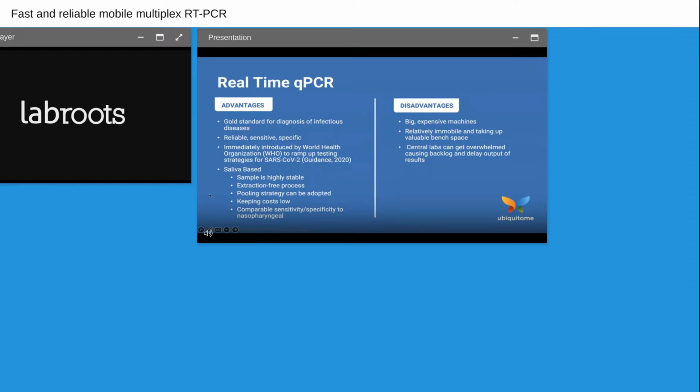So speaking of SARS-CoV-2 testing, we now look at some of the advantages and disadvantages of why you would go about implementing real-time qPCR or RT-qPCR. Some of the advantages include, given what we've seen in the past 2 years with how COVID-19 has spread right across the world, that it has remained a gold standard for diagnosis of infectious diseases, simply because of its reliability, sensitivity, and also specificity.